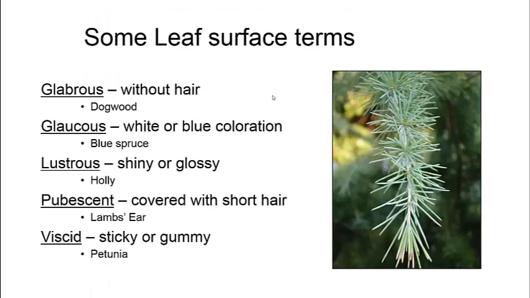Other terms and ways that we can identify leaves is with some of these Latin terms. Glabrous, meaning without hair. Glaucous, meaning that it is covered with wax, which is usually white or blue, like blue spruce. Or in the picture here on the right, this is a blue Atlas cedar. And so if we rub the wax off, underneath then those needles are very green. Lustrous, pubescent, or covered with hair. Viscid, which is sticky or gummy like petunias.